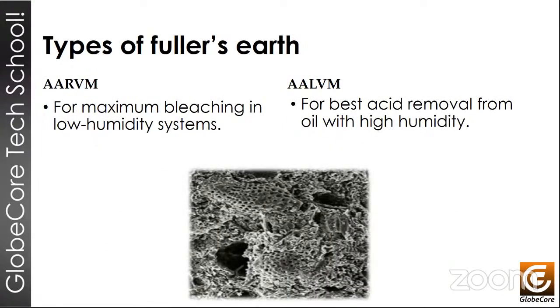So in terms of transformer maintenance, we have two types of Fuller's earth. There is AARVM. This is a Fuller's earth with the maximum bleaching ability, and it's recommended for use in moisture-free systems. And there is also AALVM clay, and that removes acids in humid oil really well. So below you can see a microscopic picture of Fuller's earth, the pores inside the Fuller's earth, and these pores are where the contaminants are trapped that we remove from the oil as it passes through the Fuller's earth.